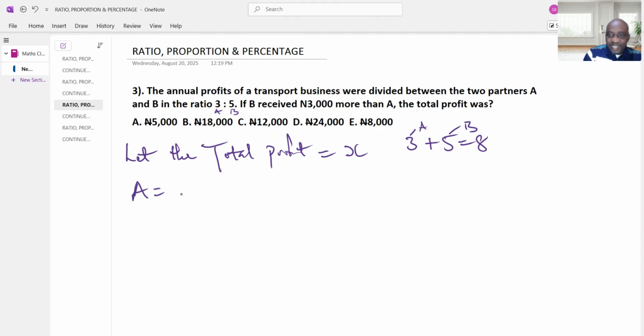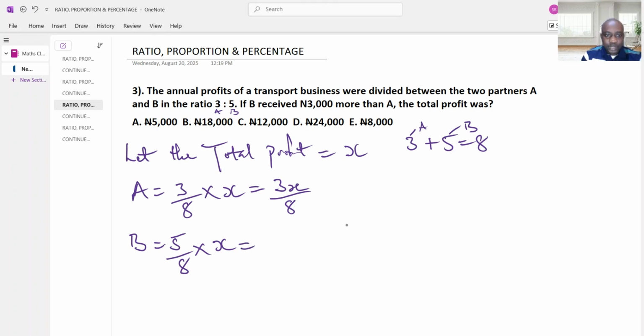The profit A is going to get is 3/8 multiplied by the total profit that we don't know yet. Therefore, 3 times x, 3x over 8. This is the profit for A. Now, for B, his own ratio is 5. So 5/8 multiplied by the total profit, which is 5 times x, 5x over 8. This is the profit B is going to get.